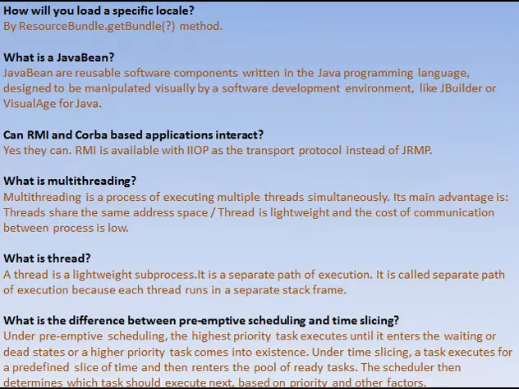What is the difference between preemptive scheduling and time slicing? Under preemptive scheduling, the highest priority task executes until it enters the waiting or dead states or a higher priority task comes into existence. Under time slicing, a task executes for a predefined slice of time and then reenters the pool of ready tasks. The scheduler then determines which task should execute next, based on priority and other factors.